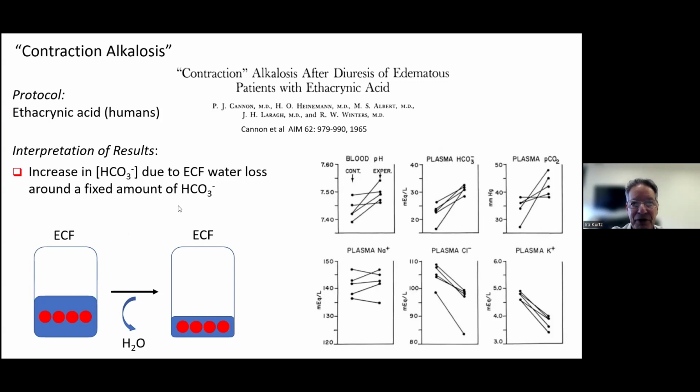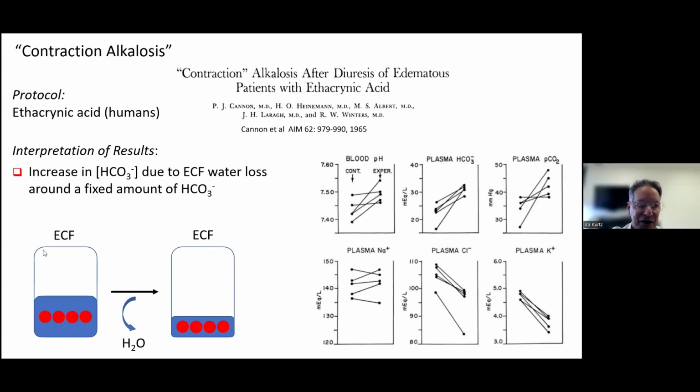So here was a paper, again in the mid-60s, called "Contraction" Alkalosis After Diuresis of Edematous Patients with Ethacrynic Acid. So they took edematous patients, gave them ethacrynic acid, and generated a metabolic alkalosis. You can see in this middle panel here, the bicarbonate went up to about 32 or 33. The pH went up as you'd expect. The PCO2 went up because of the ventilatory compensation. The chloride went down, and the K went down, as you'd expect in patients with ethacrynic acid.